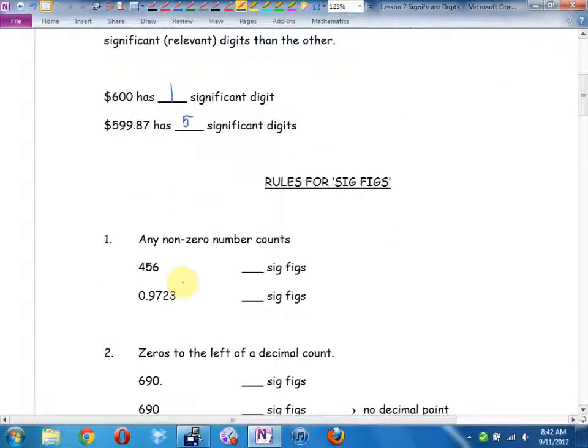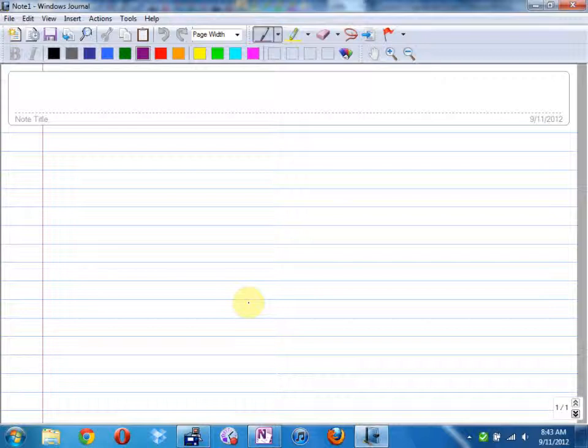What are the rules for sig figs? Any non-zero number counts. 456 has 3 sig figs. 0.9723 has 4 sig figs. $302 has 3. There's a 0, but it's in between two other numbers, so we count it. 302, that has 3 sig figs. That has 3 sig figs. That still has 3 sig figs.